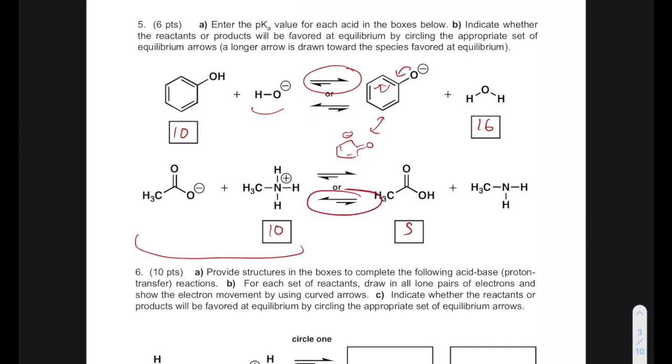And it's actually important for dealing with amino acids at physiological pHs, where oftentimes the nitrogen is protonated and the carboxylic acid is deprotonated. So this equilibrium lies to the left.